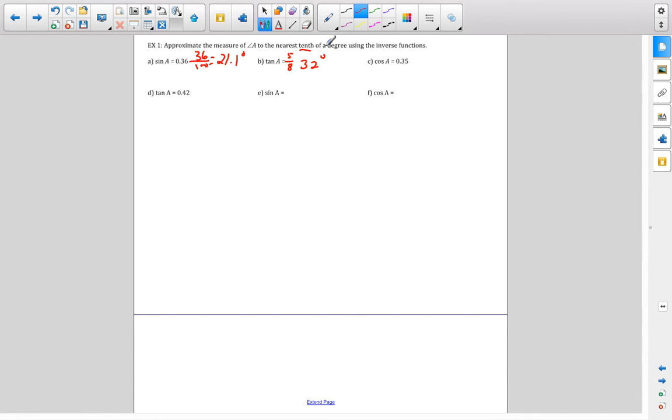And for C, again, now this is saying that the cosine, so the adjacent to the hypotenuse, has the ratio of 35 over 100, which can be written as a decimal, 0.35. So we go second cosine, 0.35, close the parentheses, and we get 69.5 degrees for that angle.